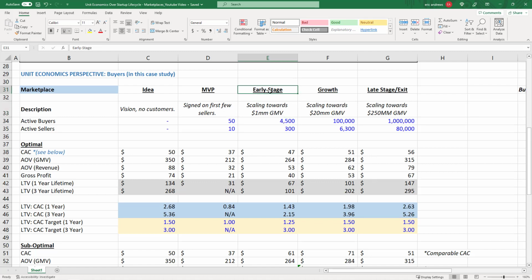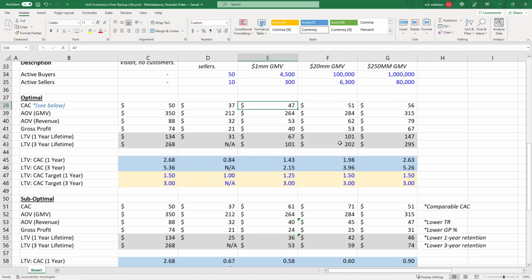We're in the early stage, so we're maybe raising like a seed round. Our CAC goes up a little bit, but still at a very manageable level of $47. The AOV starts to increase. So it's $264. We've increased our take rate a little bit from 15 to 20%. And our gross profit went from 65% to 75%. So we're actually generating better contribution margins now. So now our 1-year LTV ends up being $67, and our 3-year LTV is $101.